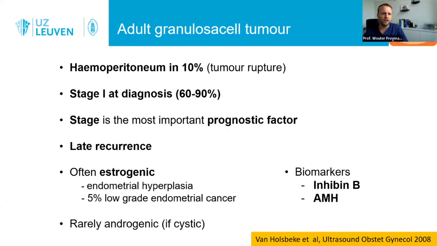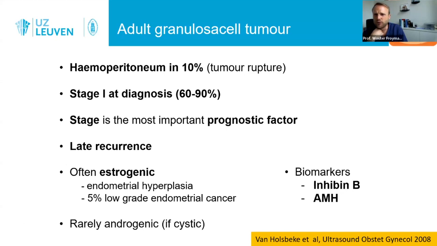They often present with hemoperitoneum because of the size. The patient has a fast-growing mass which can rupture, and that can cause bleeding. So in 1 of 10 cases, the patient presents with acute intra-abdominal bleeding because of rupture of the tumor. Luckily, the majority of the patients will present in an early stage, so stage 1. And stage is the most important prognostic factor. The prognosis is, in general, very positive. However, the patient can have a late recurrence.